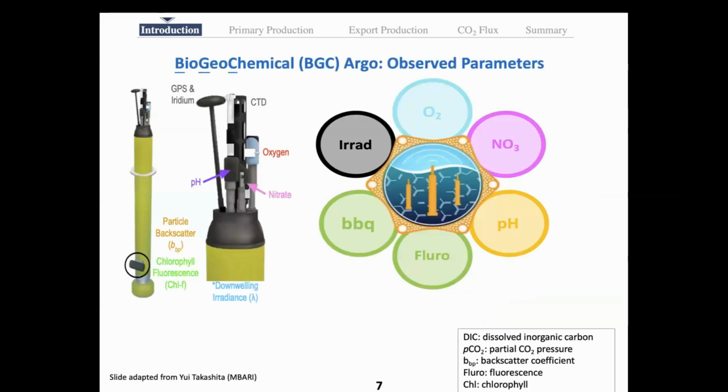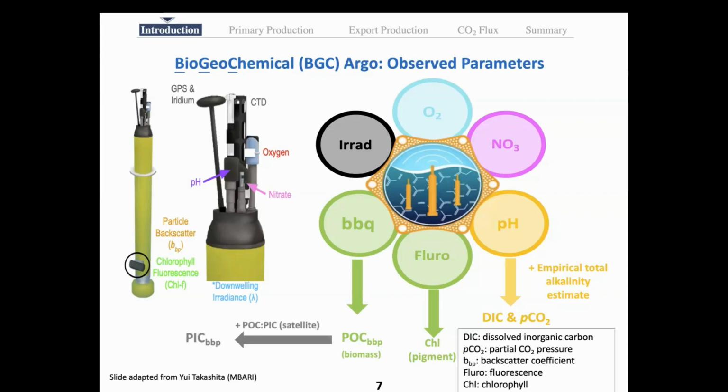This is a slide of a float unit. This float can directly tell us the oxygen and nitrate concentration changes. We can also further derive secondary parameters such as POC from the backscatter, chlorophyll a from the fluorescence, and carbonate parameters by combining the float-measured pH and the empirical estimate of total alkalinity. We can also roughly estimate PIC concentration in the seawater from the float observations combined with the remotely sensed POC to PIC ratio.